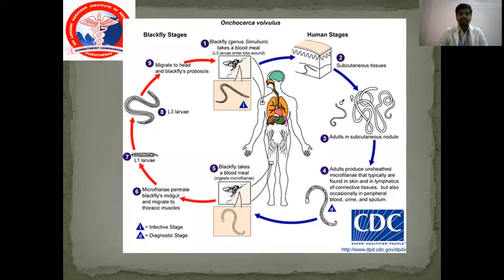This is the life cycle, the same as in Onchocerca volvulus, which involves the black fly. In Wuchereria bancrofti, it involves the Culex mosquito. In Loa loa, it involves the Chrysops, which is like a housefly. So the life cycle is very common, like all the organisms. Infective L3 larvae mature into microfilaria inside the gut of the black fly. It is again converted to L3, and the cycle repeats.